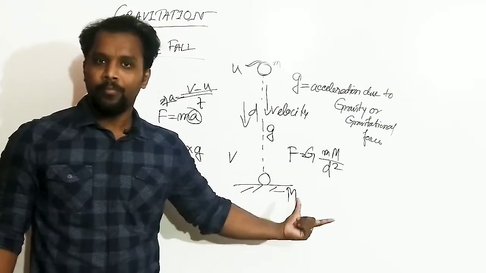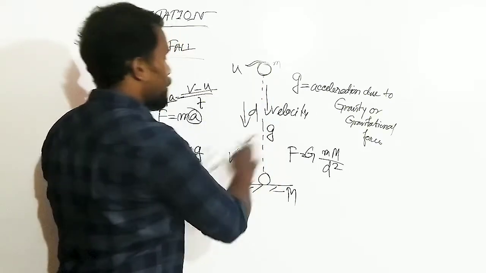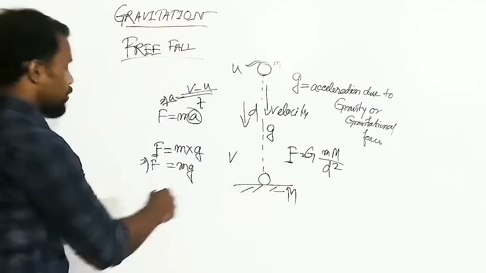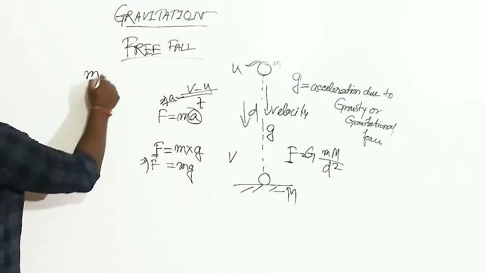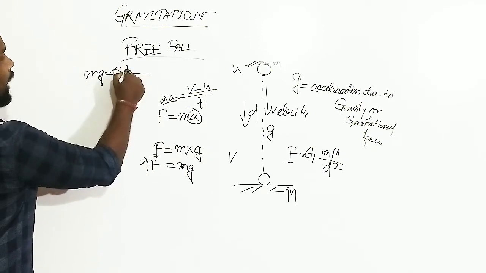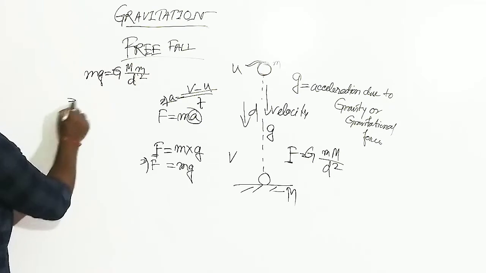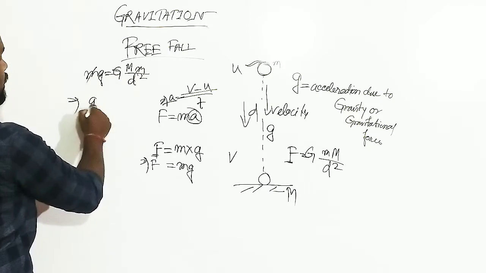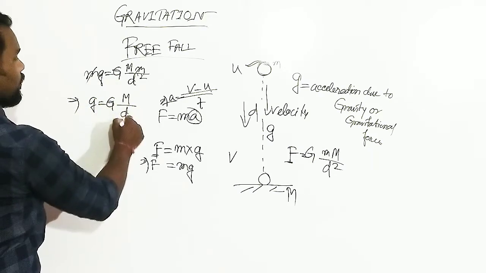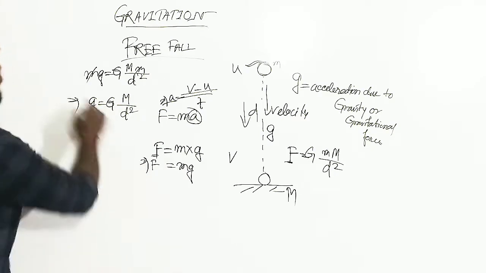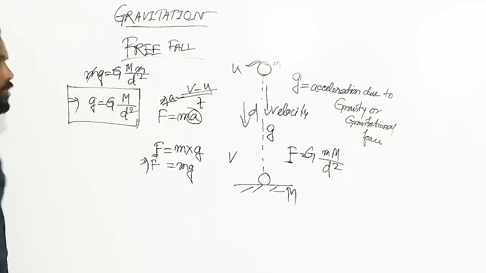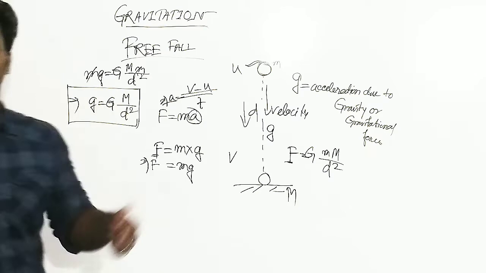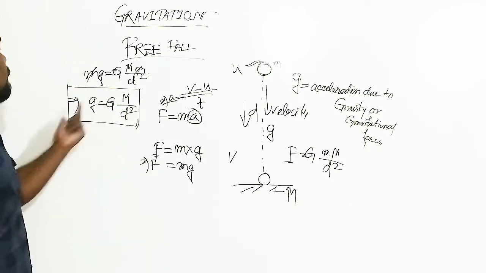The universal law of gravitation. Since the forces are the same here, because the left hand side is equal, what can you write? We can write mg equal to G m M by d square. Equilibrium situation. Now we can cut the small m's. What we get is g equal to capital G into M by d square. This is the general formula of gravitational acceleration, or acceleration due to gravity.